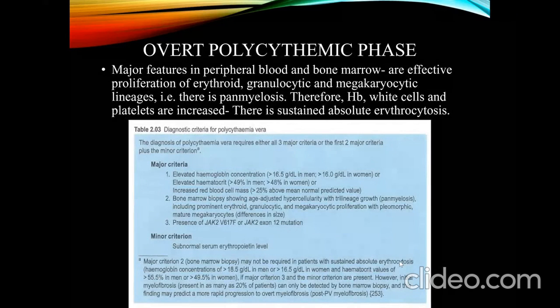So let us begin with discussing the overt polycythemic phase. Major features in peripheral blood and bone marrow are effective proliferation of erythroid, granulocytic, and megakaryocytic lineages. That is, there is panmyelosis.